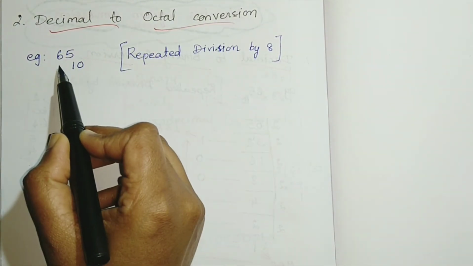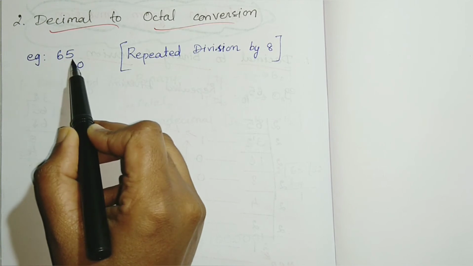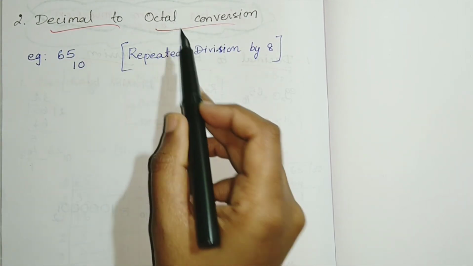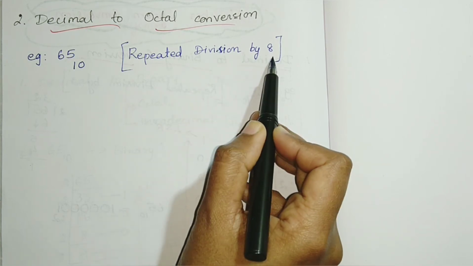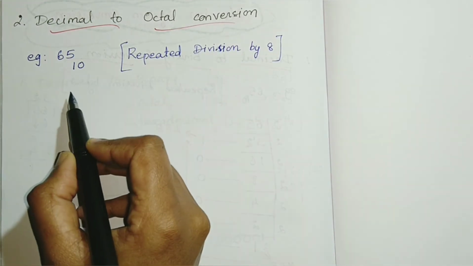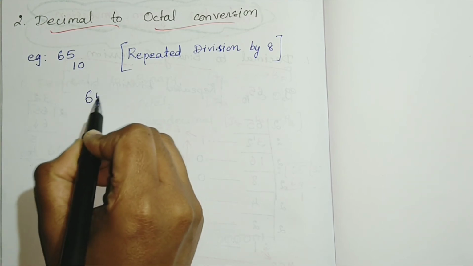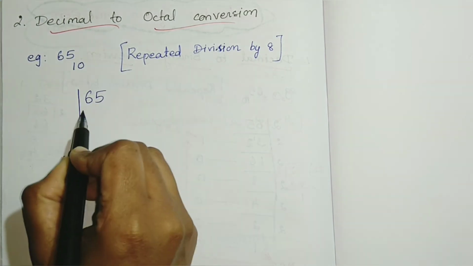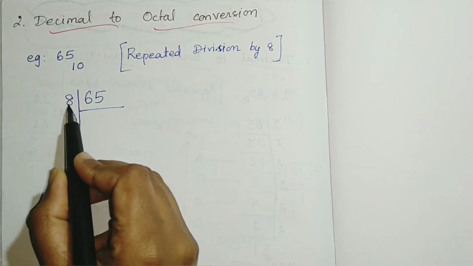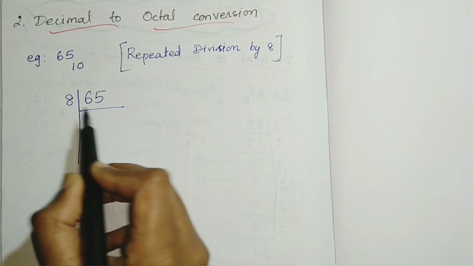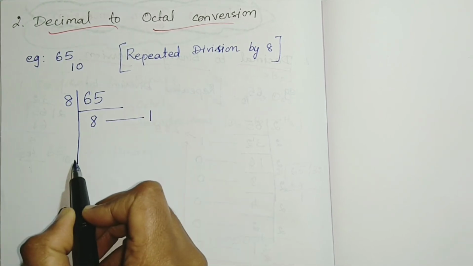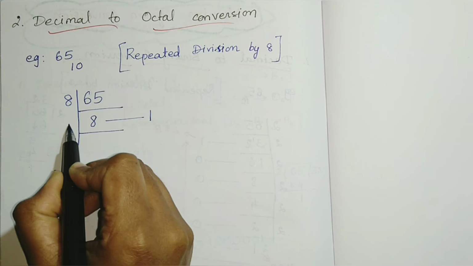Here 65 is a decimal number, and this decimal number we are going to convert to an octal number by repeated division by 8. This method. You have to divide the given decimal number by 8. So let's start. 65 we are going to divide by 8. So 8 8s are 64. Remainder is 1. And once again you have to divide it by 8.